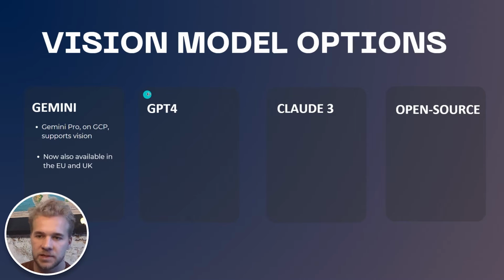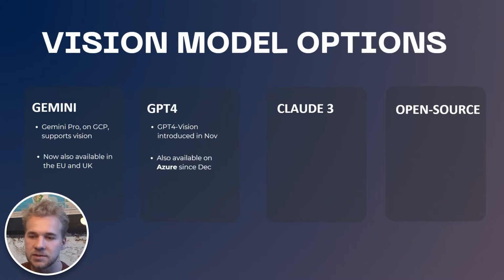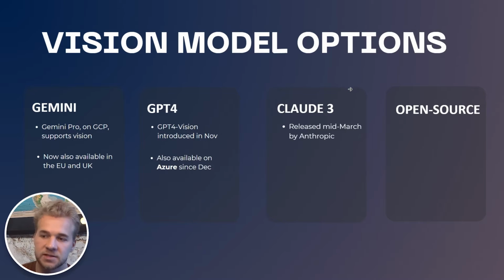Then of course we have the forerunner when it comes to vision, GPT-4. OpenAI introduced GPT-4 with vision back in last November. In terms of cloud hosting, it's also available on Azure since December, in all the regions across the Americas, Europe, and Asia. And then the most recent addition, Claude 3, which was released just a few weeks ago in mid-March by Anthropic.